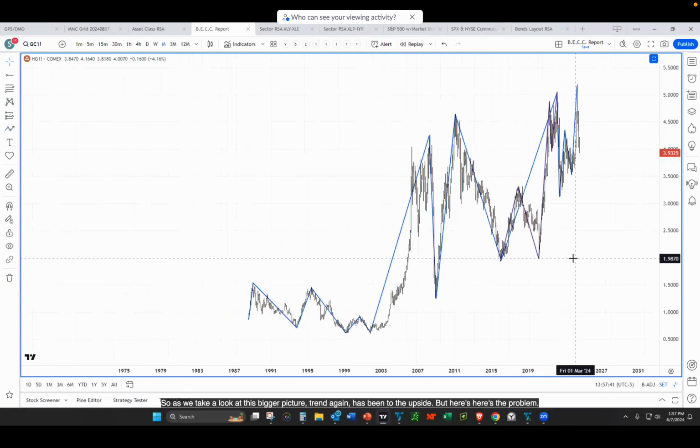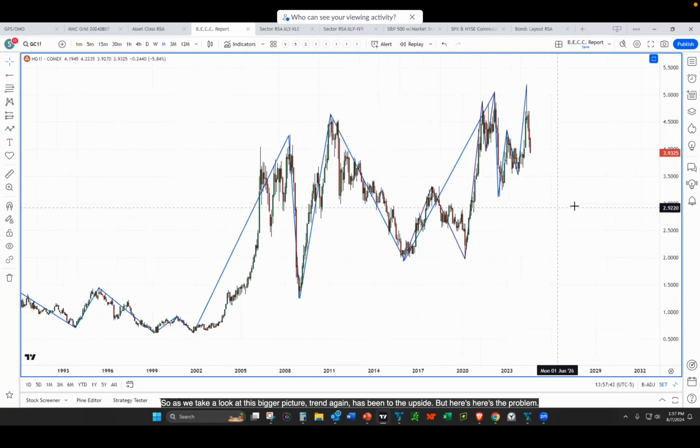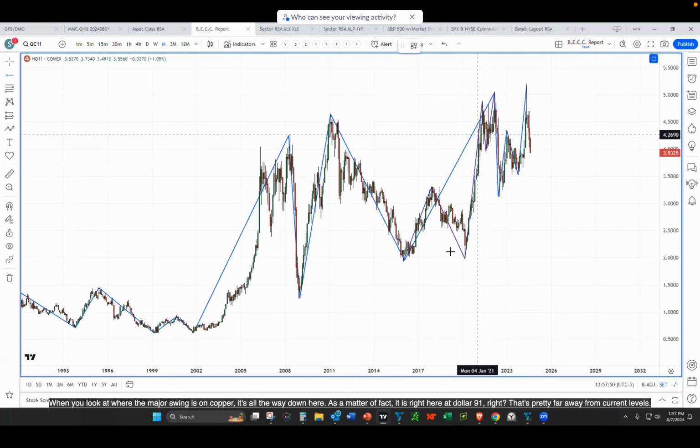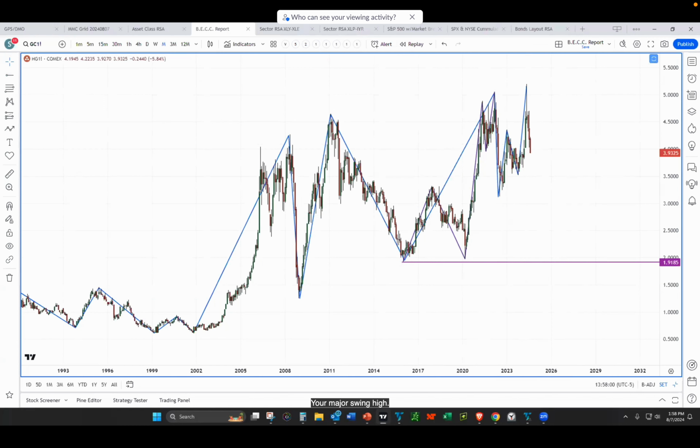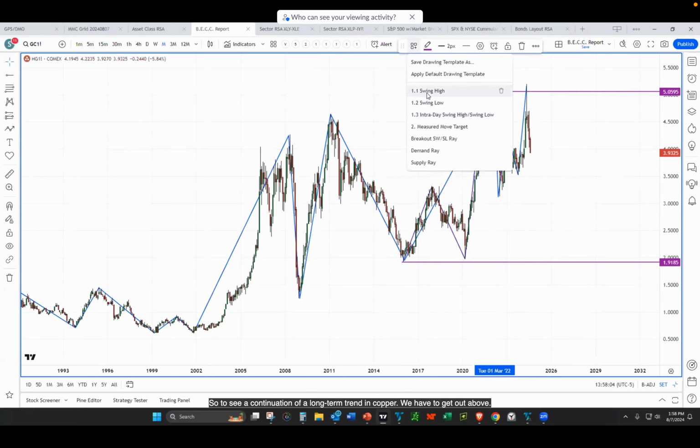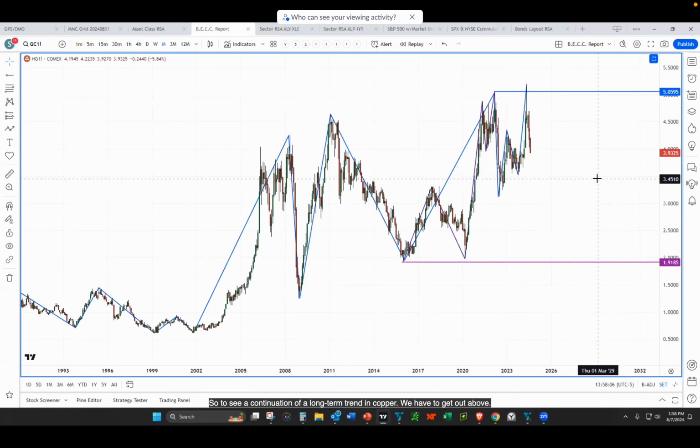All right. So as we take a look at this, the bigger picture trend again has been to the upside, but here's the problem. When you look at where the major swing low is on copper, it's all the way down here. As a matter of fact, it is right here at $1.91, right? That's pretty far away from current levels. Your major swing high on copper is here. So to see a continuation of a long-term trend in copper, we have to get out above 505, right? We're obviously pretty far from that happening.